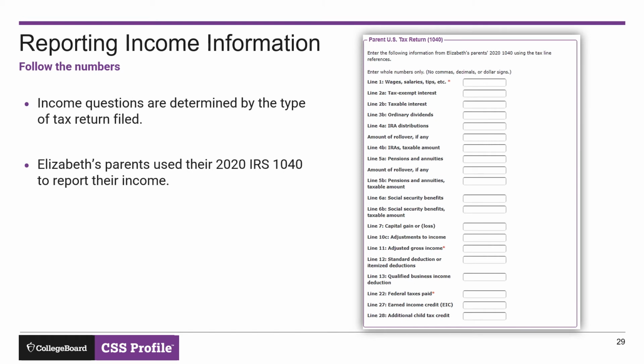Ava is asked to provide income from the tax return she and Mark filed for 2020. Since she reported that she and Mark had filed an IRS 1040, she sees questions that ask her to provide information directly from that form.